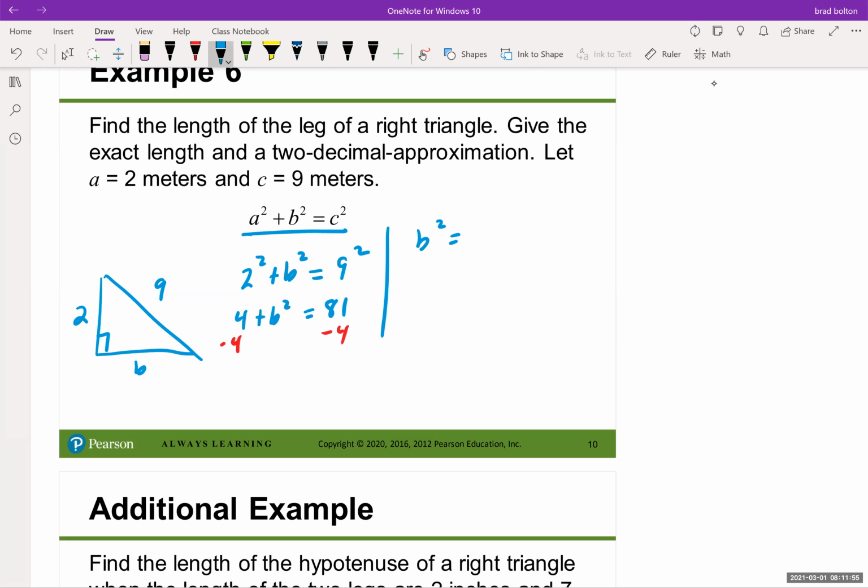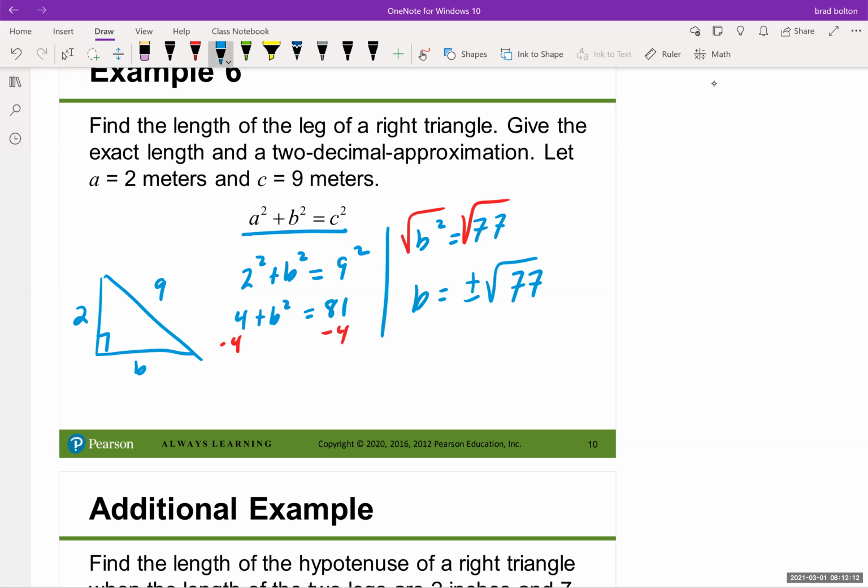B squared equals 77. Now we're going to square root both sides, just like we squared a square root to undo it. It's an opposite operation. Let's undo the squared by square rooting. So now we have B equals plus or minus the square root of 77.